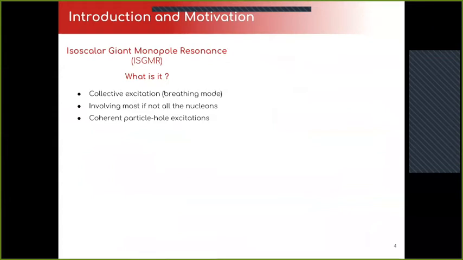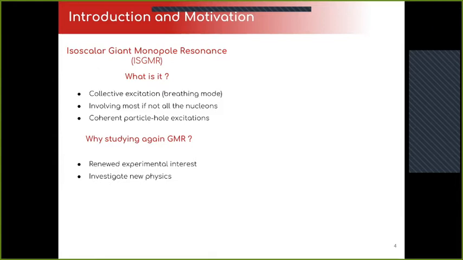Giant resonances in general have been very widely studied in the last decades, both from a theoretical and an experimental point of view. They can be imagined as collective excitations, as I was saying, especially the monopole one as a breathing mode, so the mean square radius of the nucleus oscillating as a whole, involving most, if not all, of the nucleus at the same time. And they can usually be described in terms of coherent particle-hole excitations. As I was saying, they have been widely studied in the past.